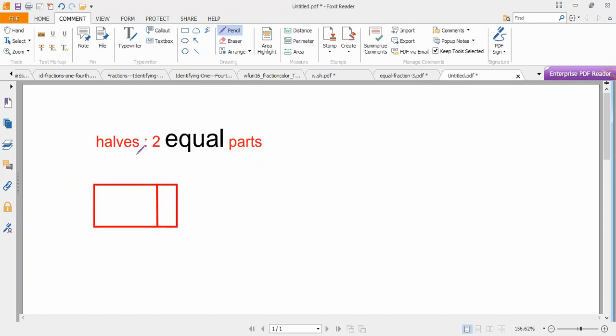Because there is one bigger than the other and one smaller than the other. Yeah, and the halves should be equal. So if you have a shape with 2 parts but they're not equal, we cannot say that this shape has 2 equal parts or halves. Okay? The halves should be equal.